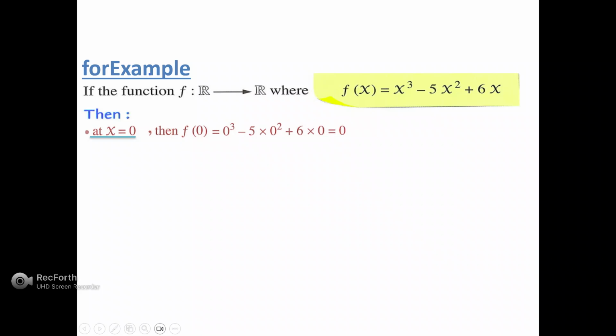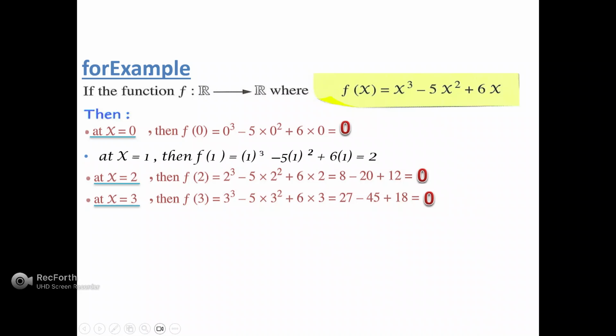Let's take another random number, 1. Now we substitute x equals 1. What is the meaning of substitution? Replace each x by 1. f of 1 equals 1 power 3 minus 5 times 1 power 2 plus 6 times 1, and the result equals 2. By the same meaning, replace each x by 2 and the result equals 0. Replace each x by 3 and the result of the function equals 0.